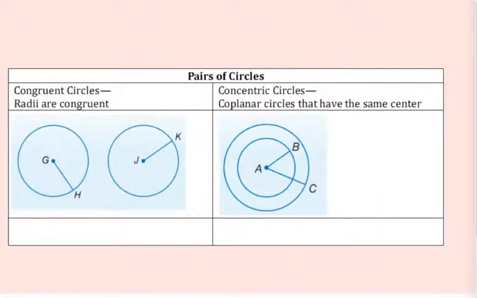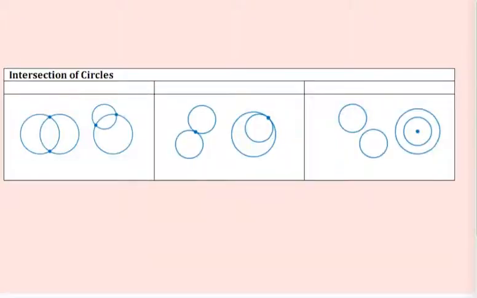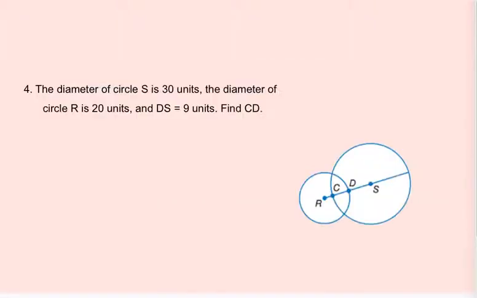Congruent circles are circles where the radii are congruent. Concentric circles are circles that have the same center. So you see a couple examples in there. You see a congruent circle and you see concentric circles. Concentric circles start to look like a target. Now, the intersection of circles. Circles can intersect all sorts of places. They can intersect twice, intersect once, or intersect no times. So that's kind of your situation.